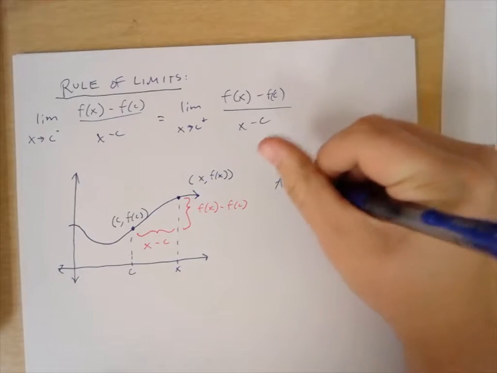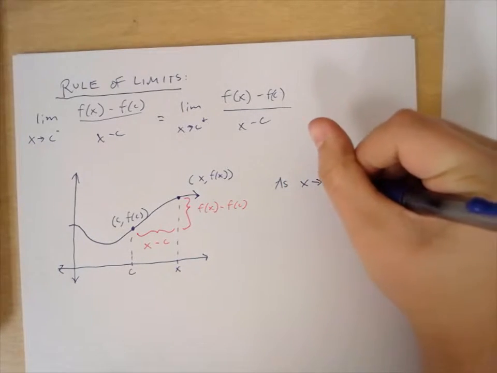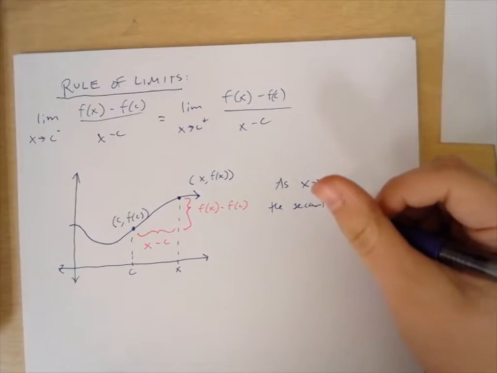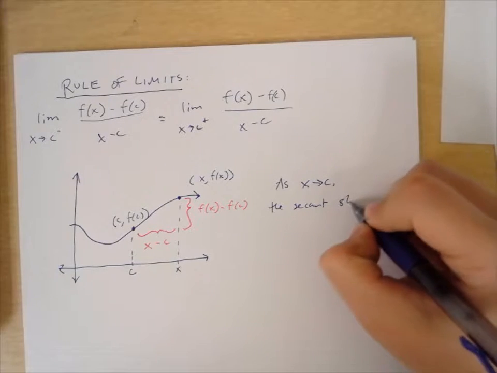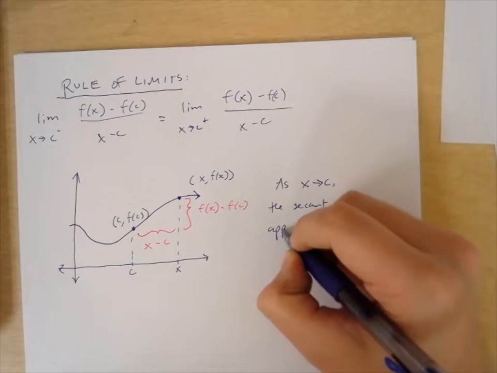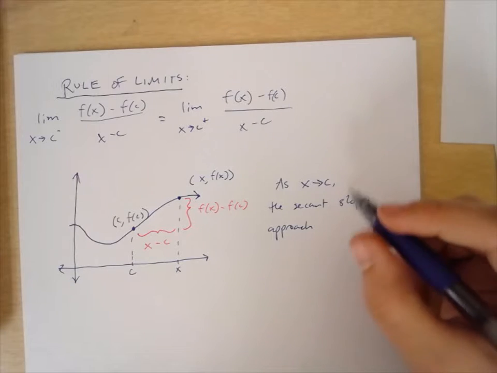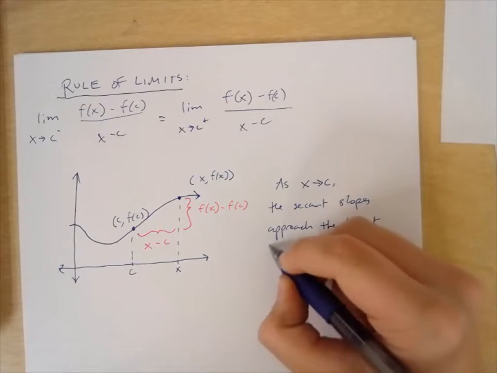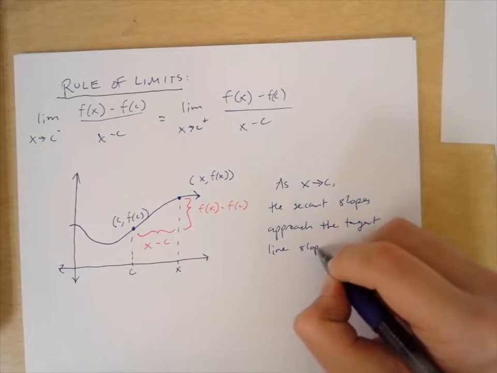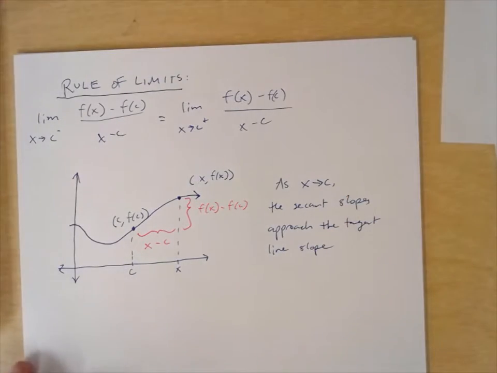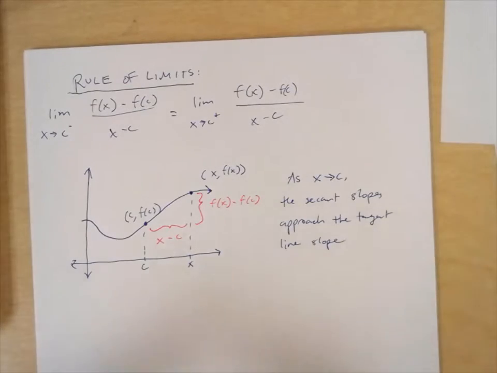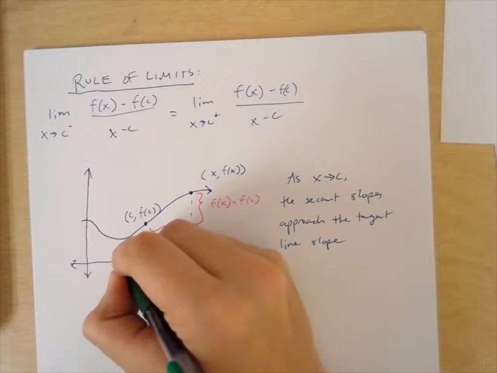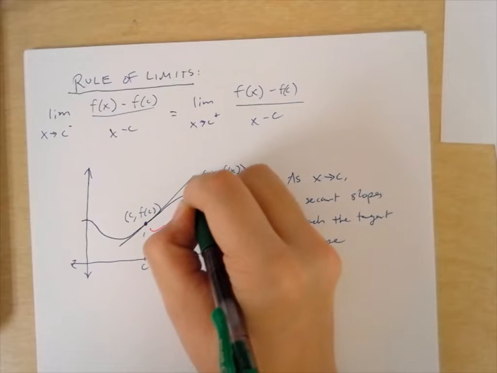As x approaches c, the secant slopes approach the tangent line slope. So again, let's draw a line through c, comma, f of c, to really get what's going on here.